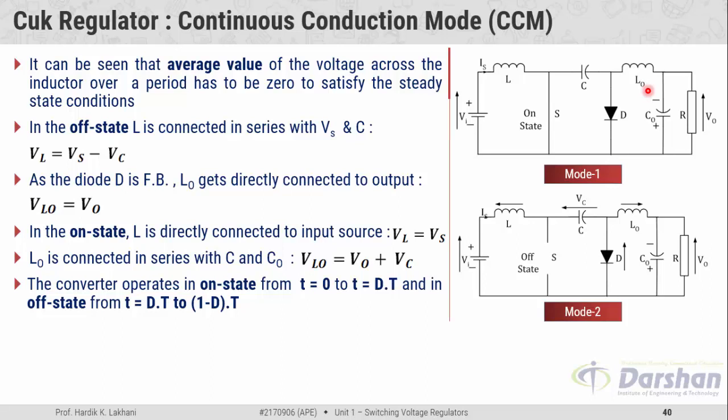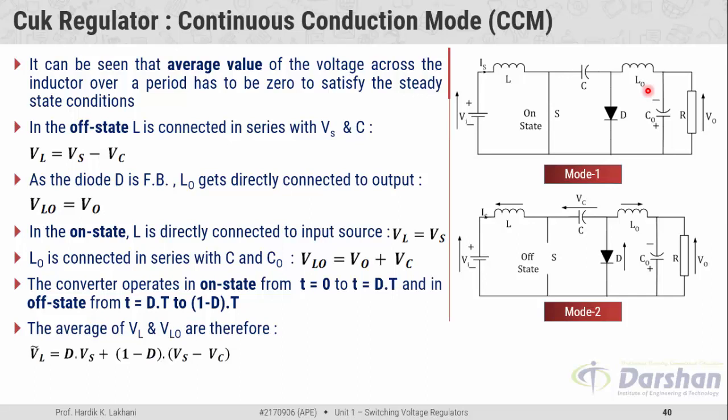The converter operates in the on state from the time instant t equals 0 up to t equals DT, and in the off state from t equals DT to (1 minus D) into T. So the average value of VL and VLO are therefore VL bar is equal to D times VS plus (1 minus D) times (source voltage minus voltage across capacitor), which means the voltage across inductor L over the cycle, on time plus off time.